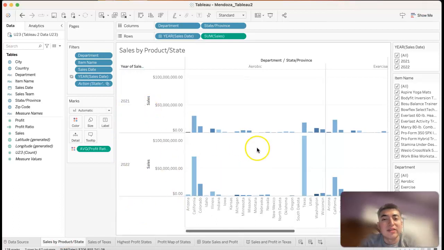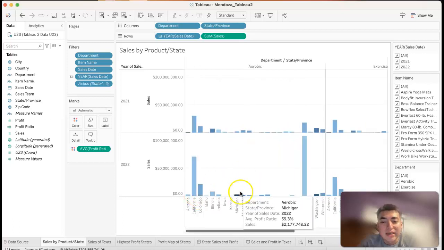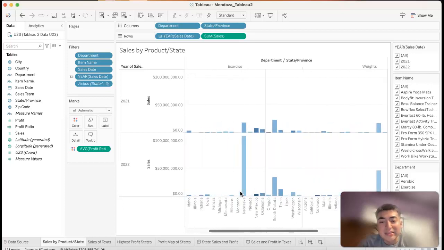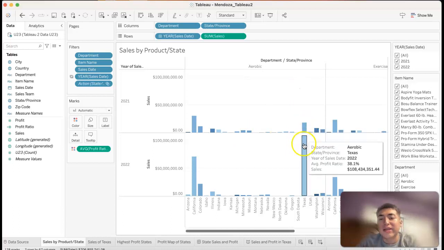And I want to expand upon this later by making a bar graph comparing, from 2021 to 2022, the sales of the certain items in each department compared to each state. And we can see how fairly well they did, how fairly not so well they did, and anything that stood out to us. One department that stood out to me was the aerobics department in 2022 for Texas, and we can see an exponential growth right here.